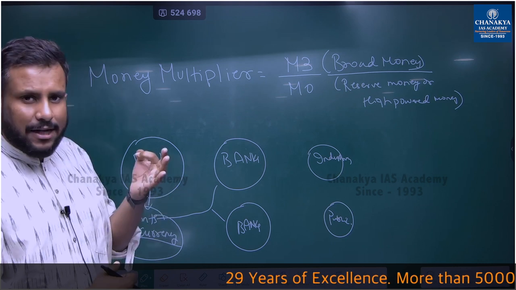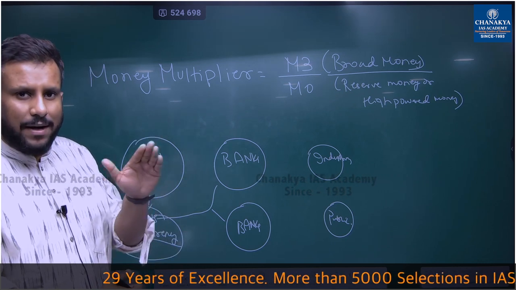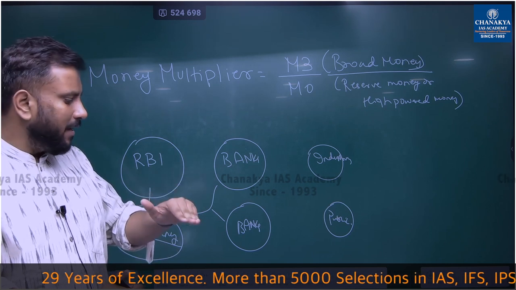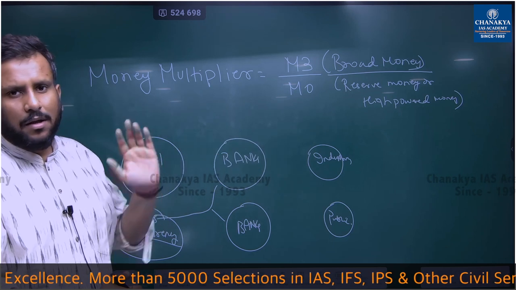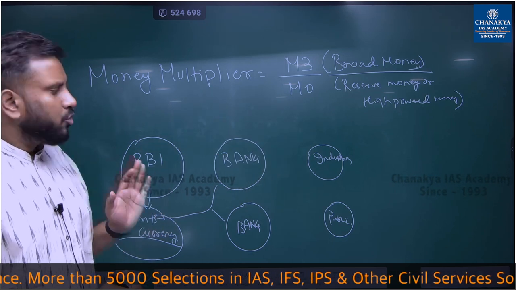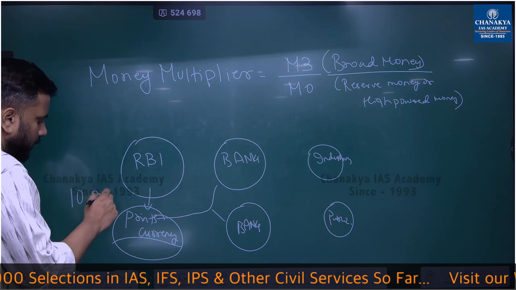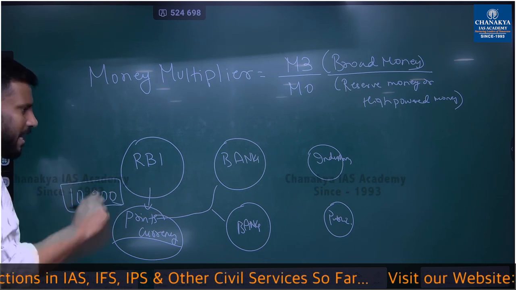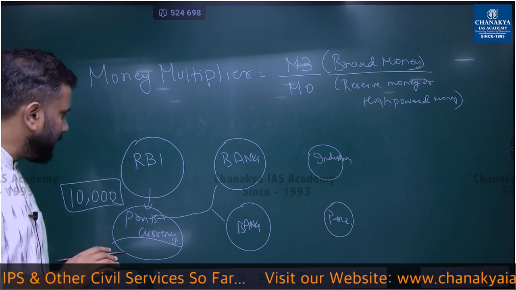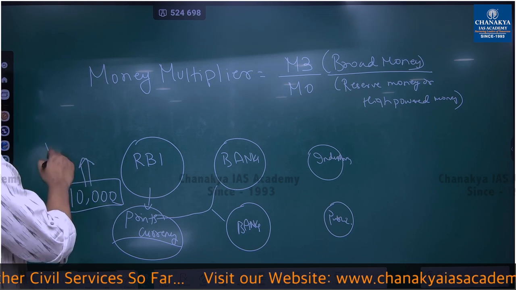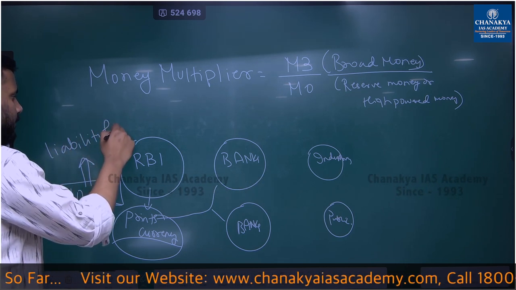So who has that authority? It is only the authority of RBI to print the money and then give the money to the banks so that the banks can lend that money to the industry or public. So suppose RBI has printed 10,000 rupees. This is the liability of RBI.